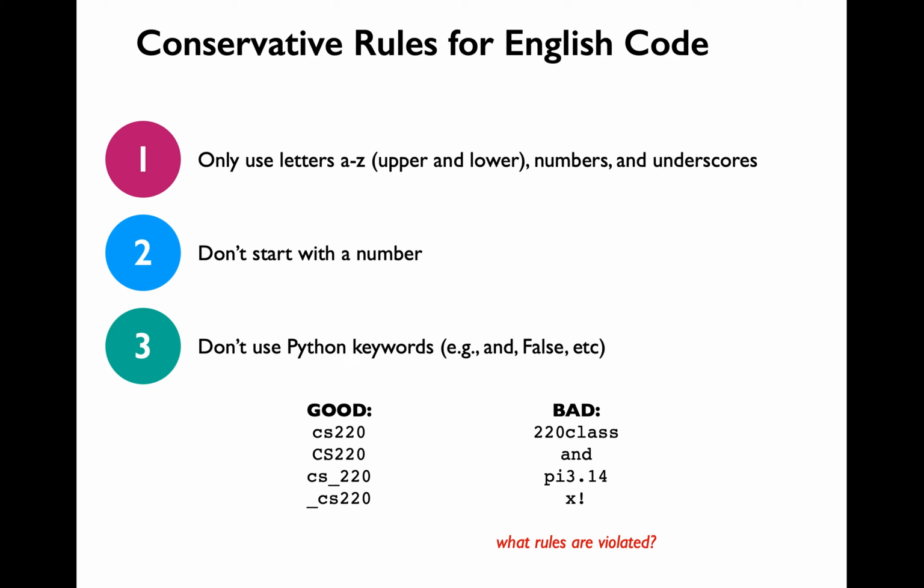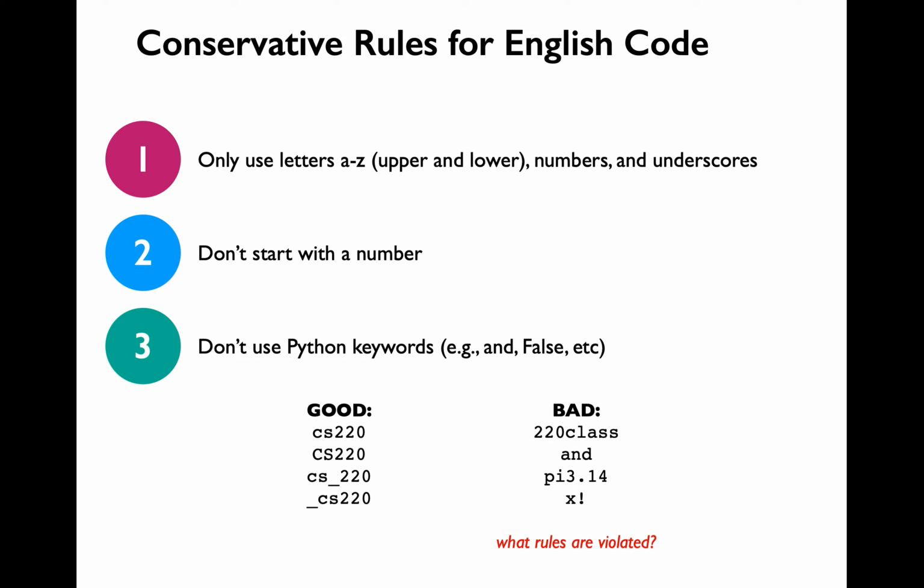I have a few examples here. Let me go over the good examples first. Good variable names would be CS220, where CS is either lowercase or uppercase, CS_220, and _CS220. I have a set of bad variable names listed here. Please pause the lecture video here and match the bad variable names to the corresponding rules that are being violated. Write a comment in the comment section giving the matchup that you were able to find.